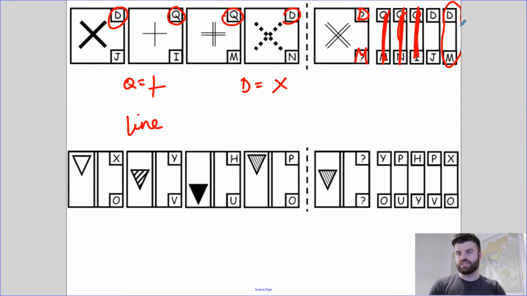Let's try it again with a different question type. We have X, Y, H, P. What's different about all those shapes? Well, that's going to be the shading. So the top letters show me the shading. That's the only thing that's different every time.